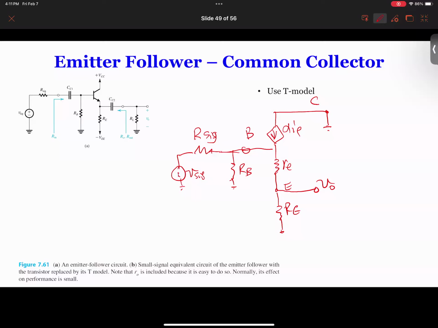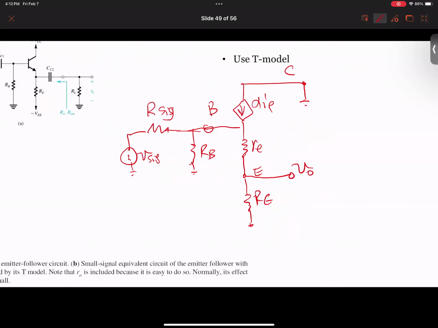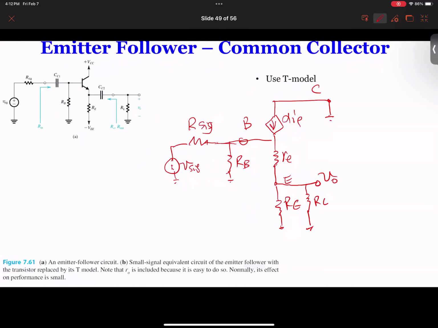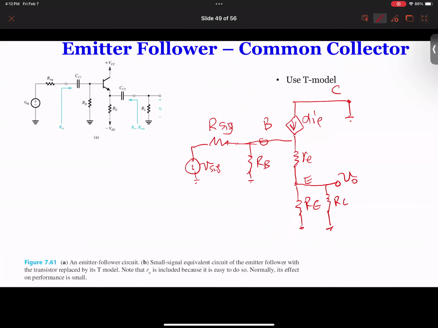Okay? What happened to RL? Why isn't it part of the T model? Good observation. What do you think we should do with RL? Is it at the emitter? Yeah, with the emitter, and it goes to ground. Right, so that's why I forget about that one. So RL goes to ground. So we got this RL, but this RL and RE are in parallel. So eventually they become one equivalent resistance, and then that is in series with RE. So you can further simplify the circuit to something like this.